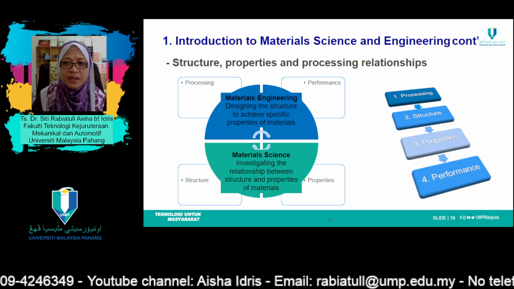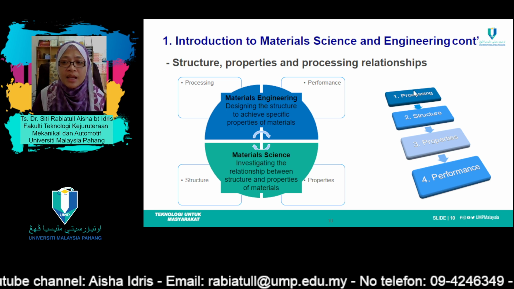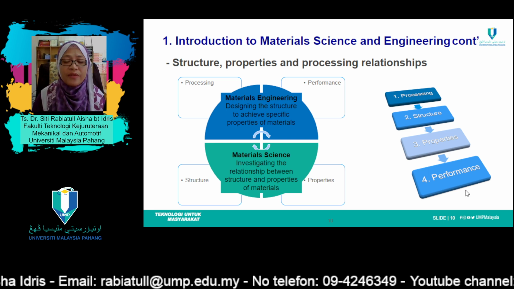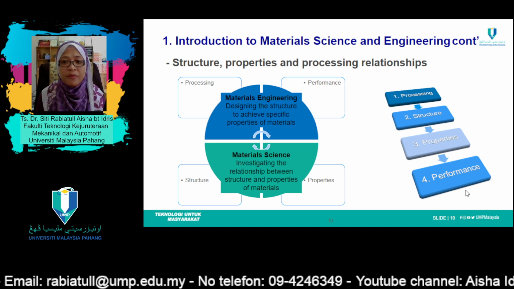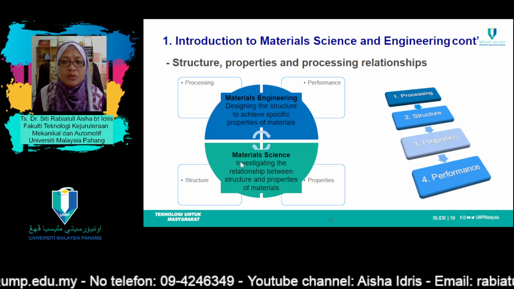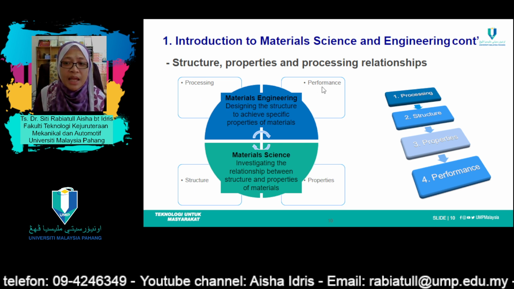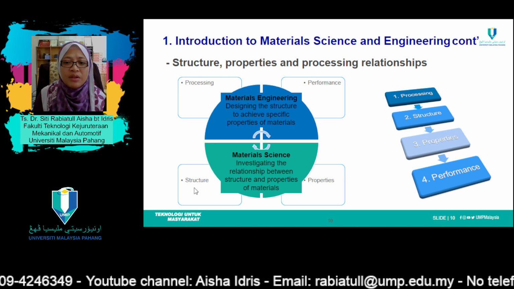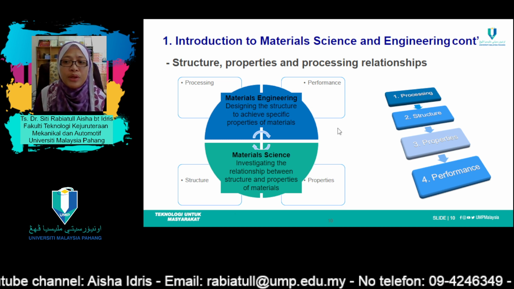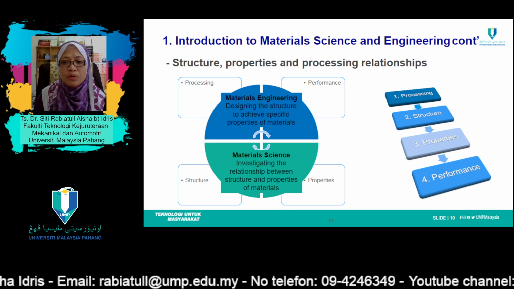Structure, properties, and processing have their own relationship, whereby it starts with processing, number 2, followed by structure, number 3, properties, and finally we may look at the performance of the materials. If you refer to this figure, the illustration, material science and engineering focuses on processing and performance. Material science only focuses on structure and properties. But for material science and engineering, we use all these 4 elements in order to look at the final performance of the product.